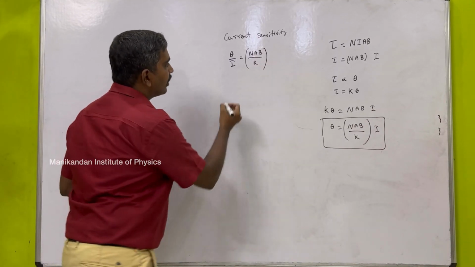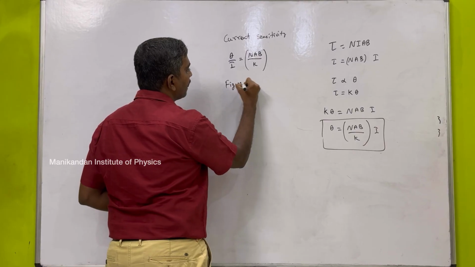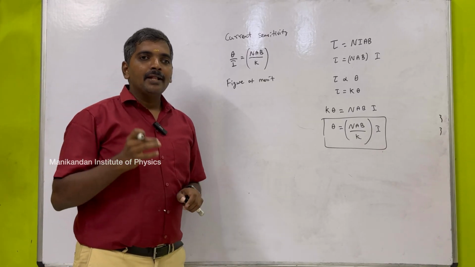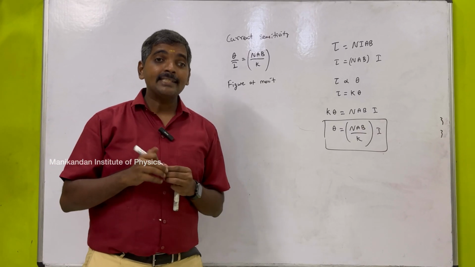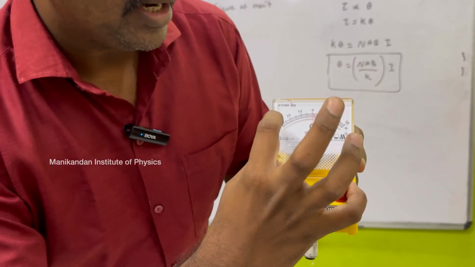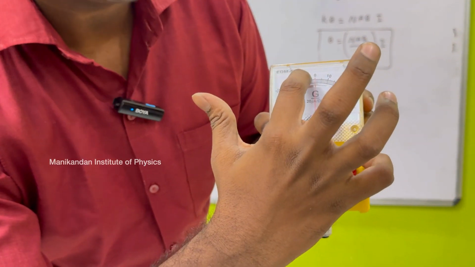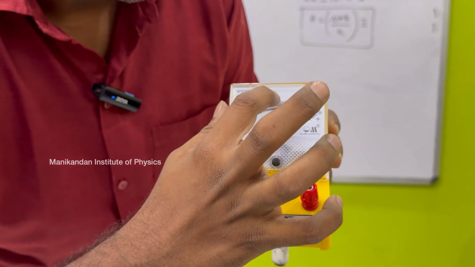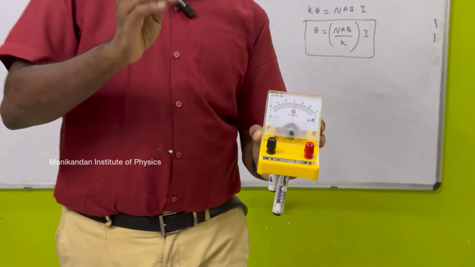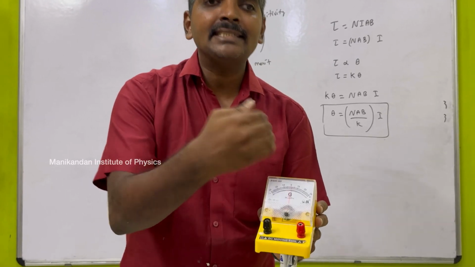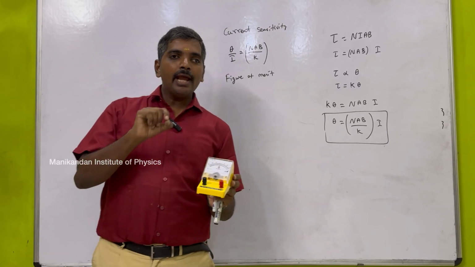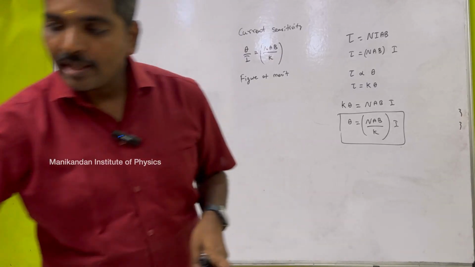Next I am going to define a quantity called the figure of merit. What is meant by figure of merit? Figure of merit is the amount of current required to get one scale deflection. In the galvanometer we have divisions from 0 to minus 30, 0 to plus 30. If I move from 0 to 1 division or 0 to 2 divisions, what is the amount of current required to move one division in this galvanometer? This is called the figure of merit. The amount of current required to get one scale deflection in the galvanometer is called the figure of merit.